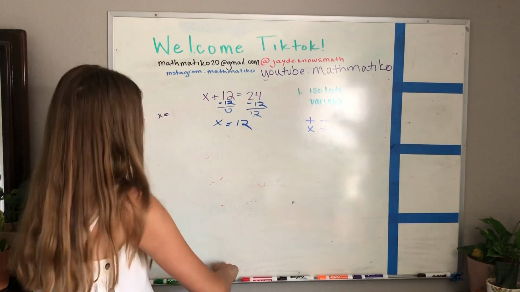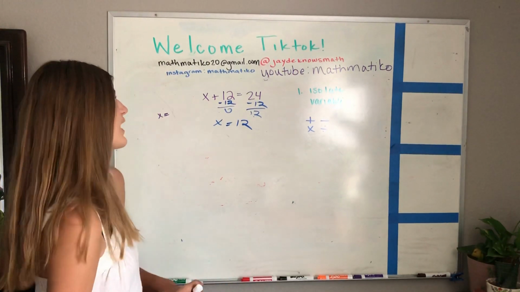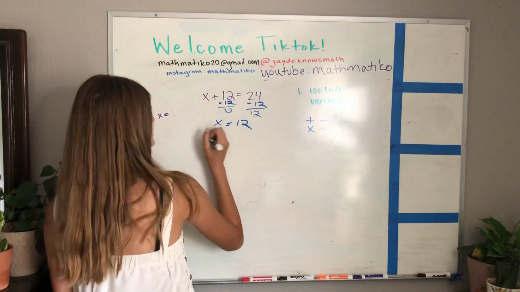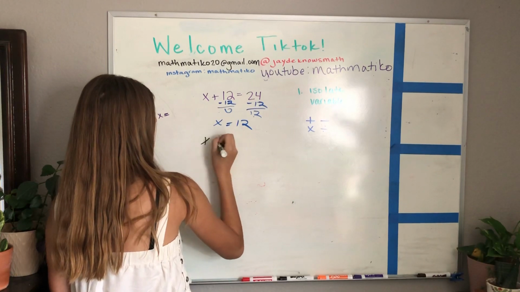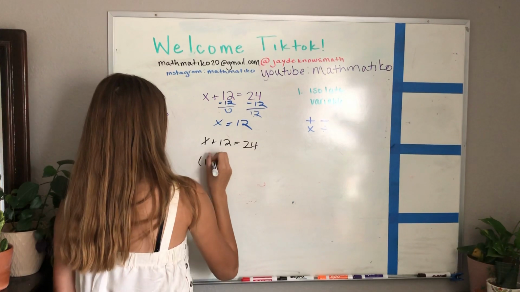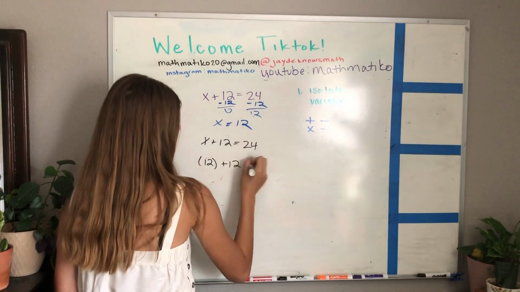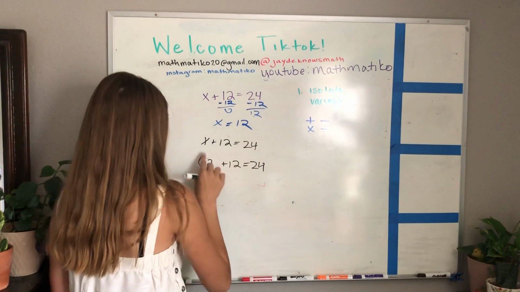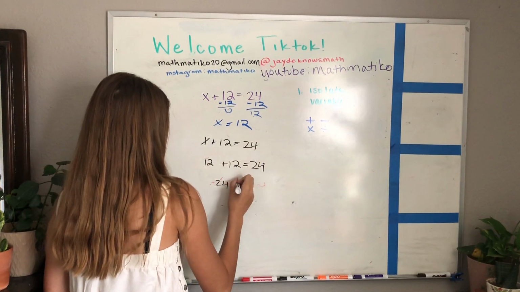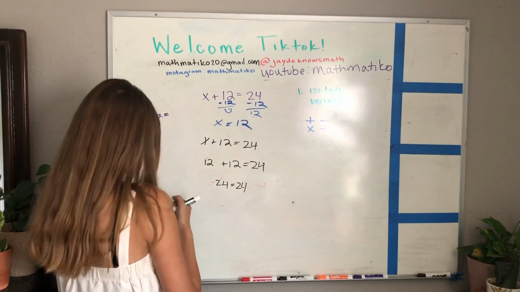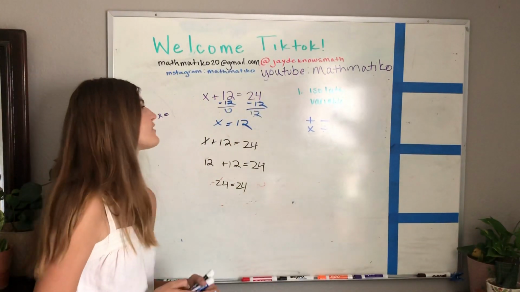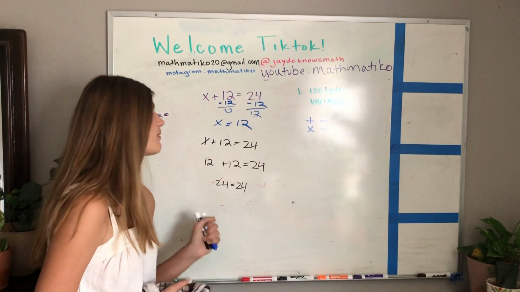Let's check it. I'll give you guys a second to pause and see if you can check it and get the right answer. Okay, here we go. X equals 12, I'm plugging in 12 for x. I'll use these parentheses because they can be confusing. 12 plus 12, that is 24. Does 24 equal 24? I would say it does. Hasn't changed since I last learned math. So 24 equals 24, that's a true statement. So we know that we did this problem right.